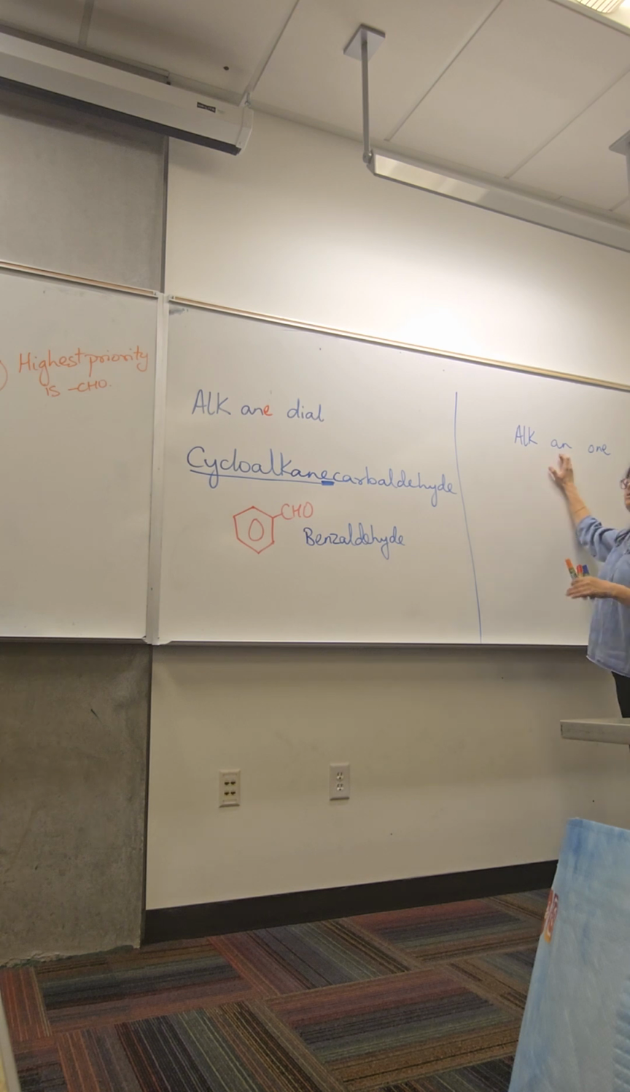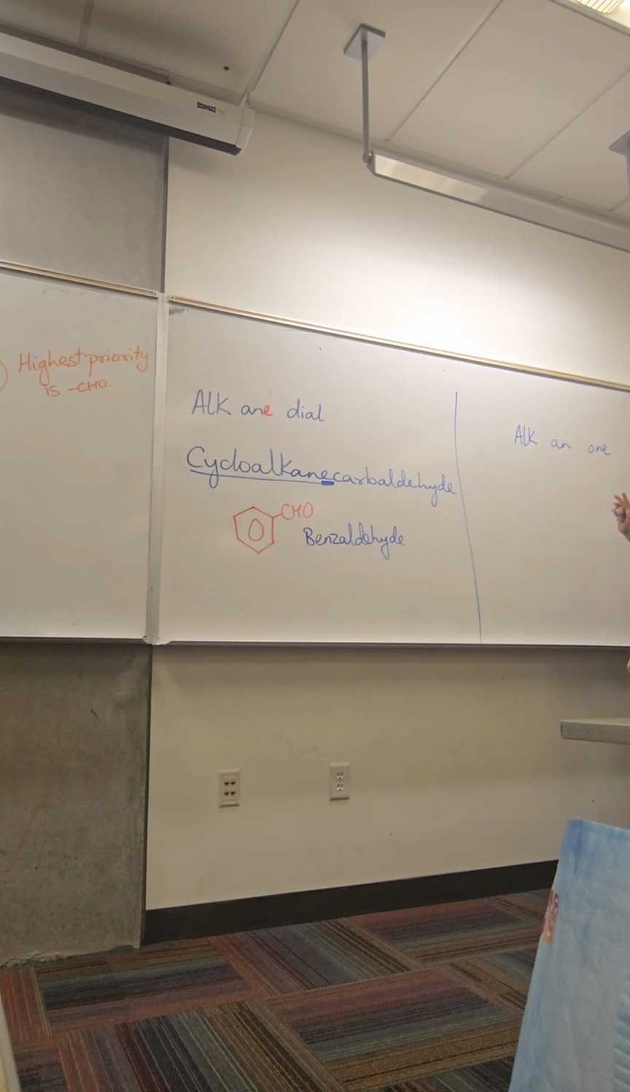What does an tell us? Well, all the carbon-carbon bonds in the parent are single bonds. If there were an alkene, this becomes ene. If there were an alkyne, this becomes yne. Make sense, everybody? And then one: ketone is the one. We good?